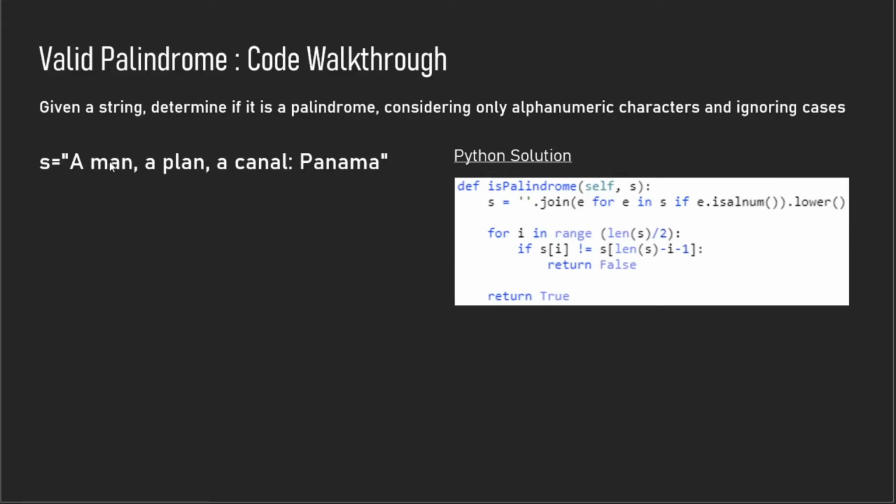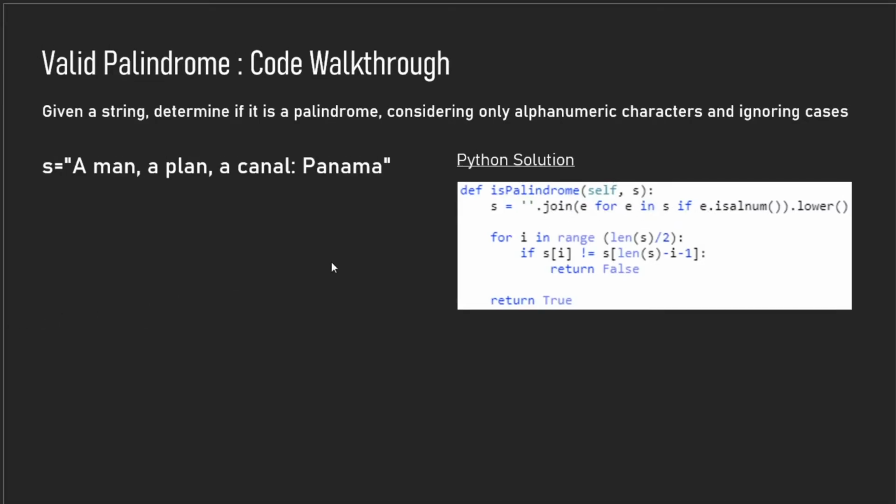What we essentially want to do is get rid of all the spaces, commas, semicolons and colons, and make everything lowercase. That's what this line of code does. Essentially, we are joining an array of elements. This .join method is a Python method that takes in a list of elements and turns it into a string. This first string here is actually the delimiter. We are delimiting it by nothing, so that's going to get rid of all the spaces.